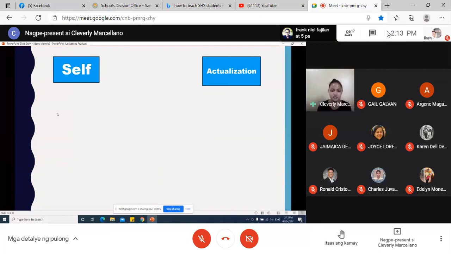The first one is physiological needs. The second one is security needs, then social needs, self-esteem, and the highest level is self-actualization. Next. Okay, what word is it? Tama, success. Pero kung success ito, bakit may kulang na letra?